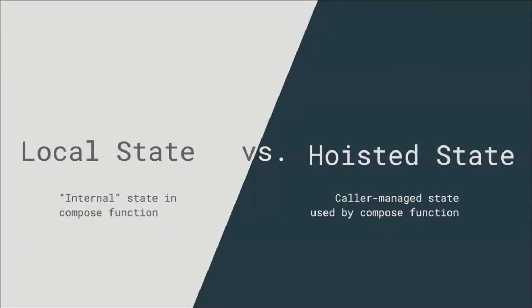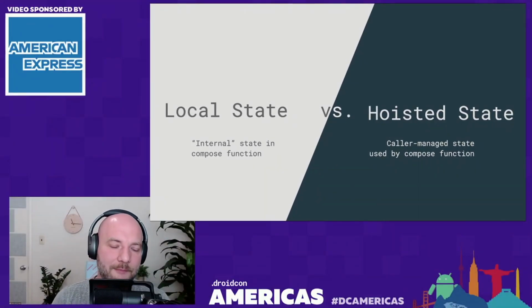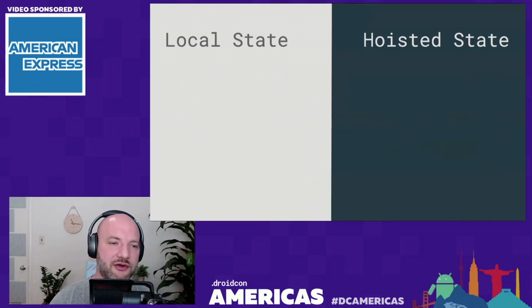All right, so to wrap up, I want to take a look at this local state versus hoisted state thing a little bit. Local state being internal state to a composable function, that's remember mutableStateOf, or even rememberSaveable. And then hoisted state is caller-managed state that's used by a composable function.